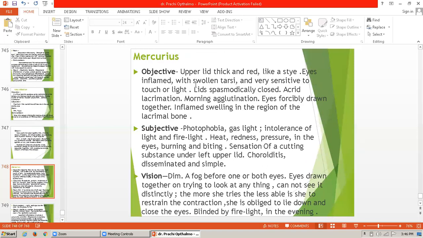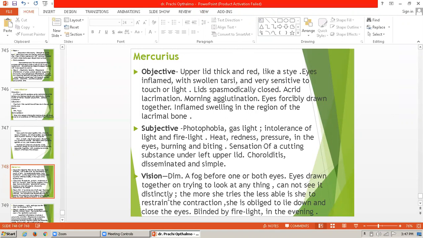Then Mercurius. Objectively, the upper lids are thick and red like a star, eyes inflamed, with swollen tarsi and very sensitive to touch or light. Lids are spasmodically closed. Acrid lacrimation. There is a morning agglutination, so the eyes are forcibly drawn together, with inflamed swelling in the region of the lacrimal bone. Subjectively, there is photophobia, intolerance of light and firelight. There is heat and redness, pressure in the eyes, burning and biting. Sensation of a cutting substance under the left upper lid.